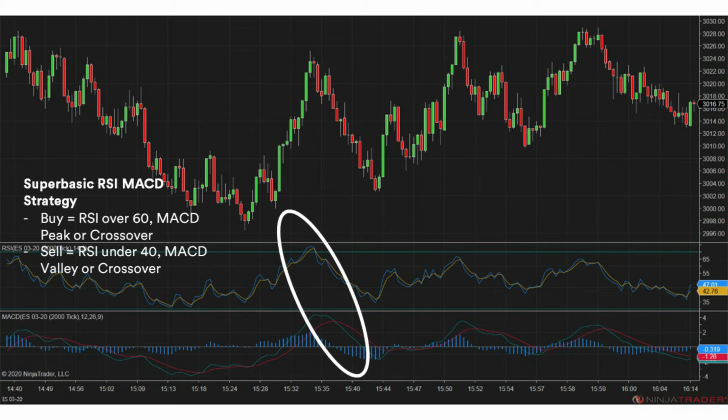So here's a super basic RSI MACD strategy where you buy if the RSI is over 60 and if there's a MACD peak or crossover, and you sell if the conditions are opposite, if the RSI is under, that's a typo, if it's under 30. But as you can see, these indicators are laggy and they won't give you accurate readings, especially if you're trying to scalp the peaks and the valleys. It gets complicated. And if you continue to add more indicators and so on and so forth, it gets even more complicated and it might get expensive if you're paying for these indicators.